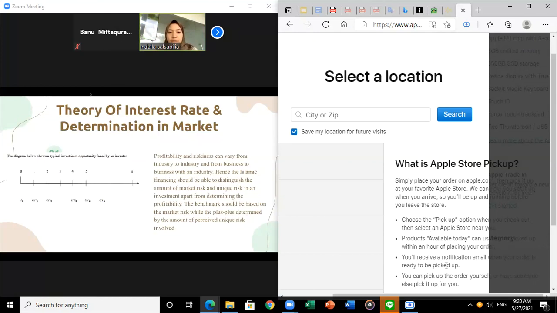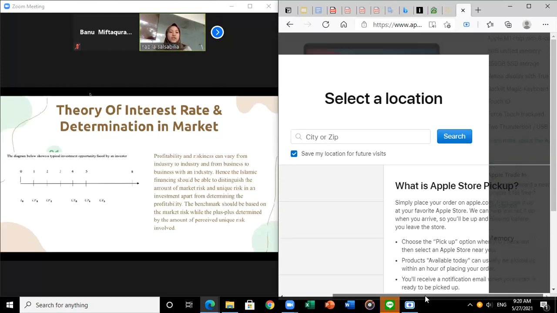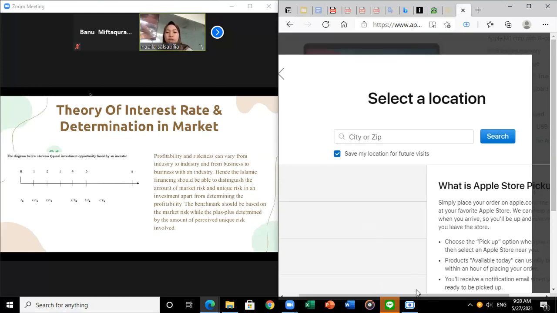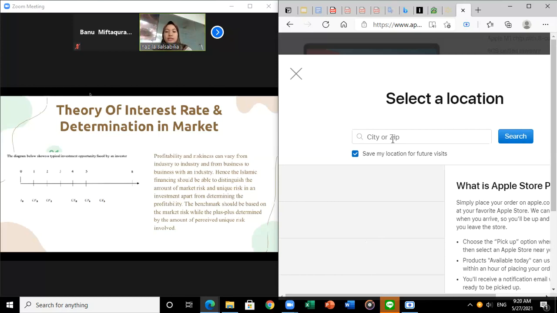So the diagram below shows the typical investment opportunity faced by an investor. The project needs an initial investment, followed by estimated future cash flows. With these cash flows, the investor can also estimate the internal rate of return, which is the average rate of return per period. Whenever the IRR is acceptable, the project is viable.